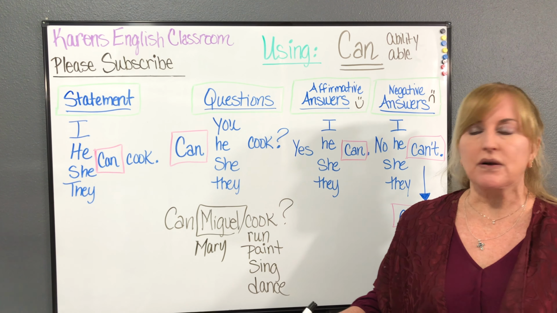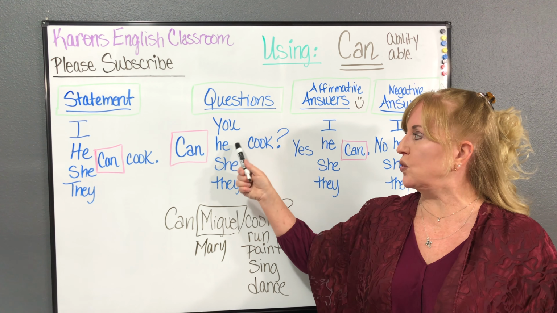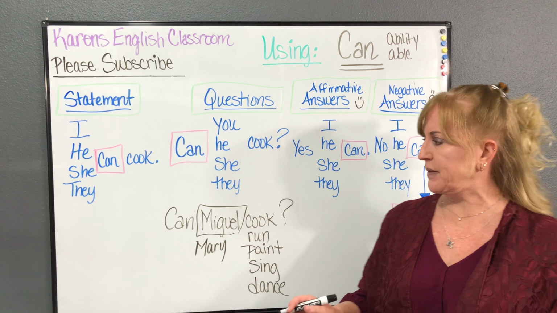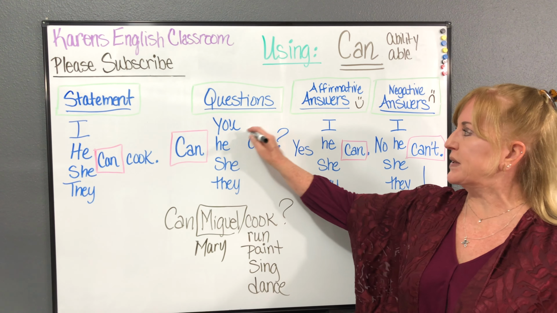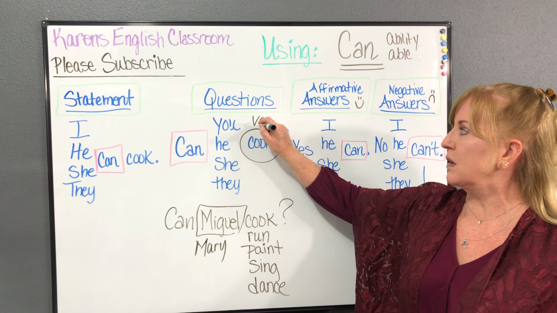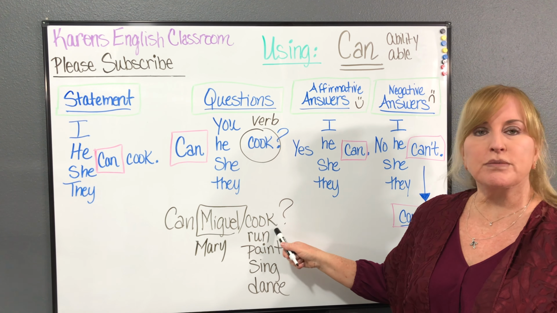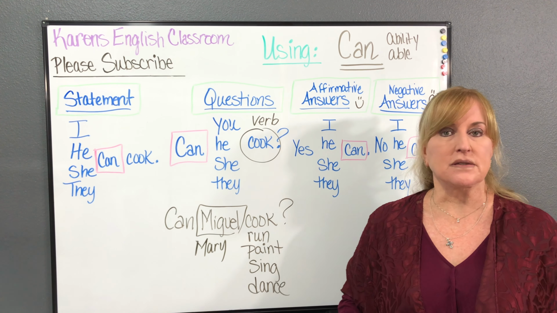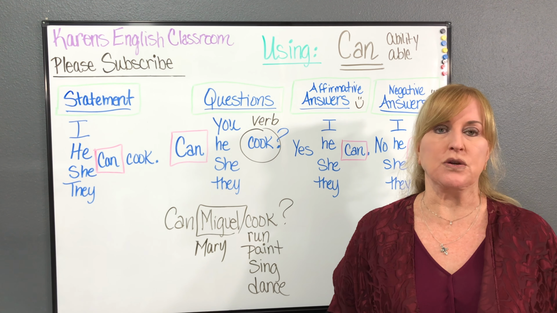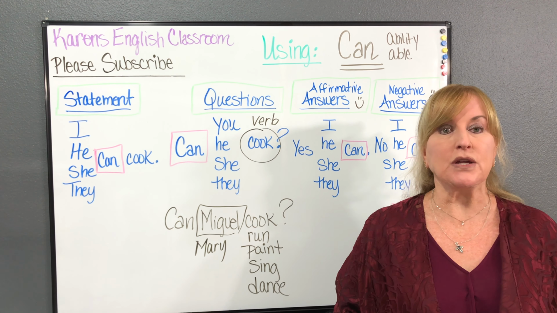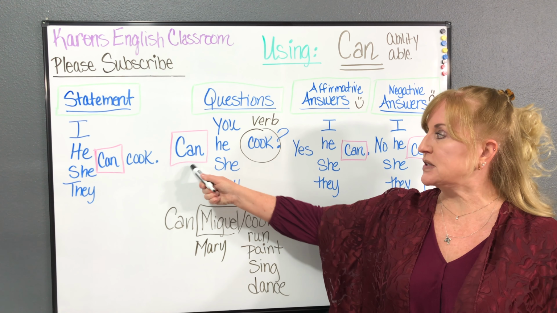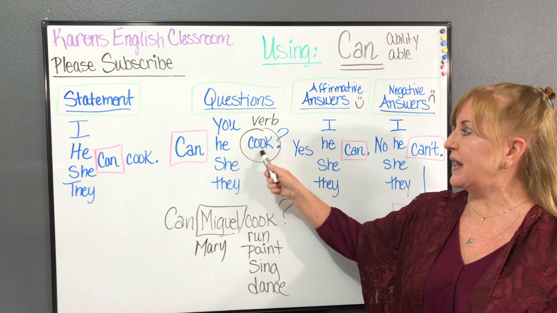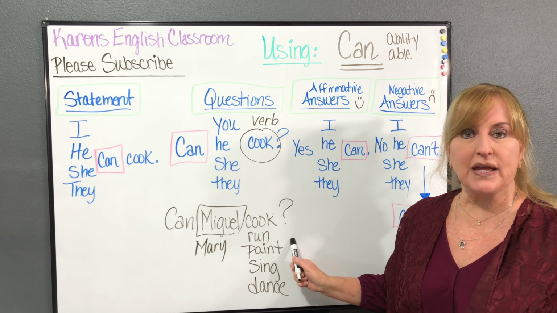You can use names, okay? You don't have to just say you, he, she, or they. You can use names of people. That's perfectly fine. And you can change the verb. Here we used the verb cook, but these are verbs also: run, paint, sing, or dance. There's many, many verbs you can use. And if you have a question about something, you're going to use can first, okay? Then the person or pronoun, and then you're going to use the verb at the end.